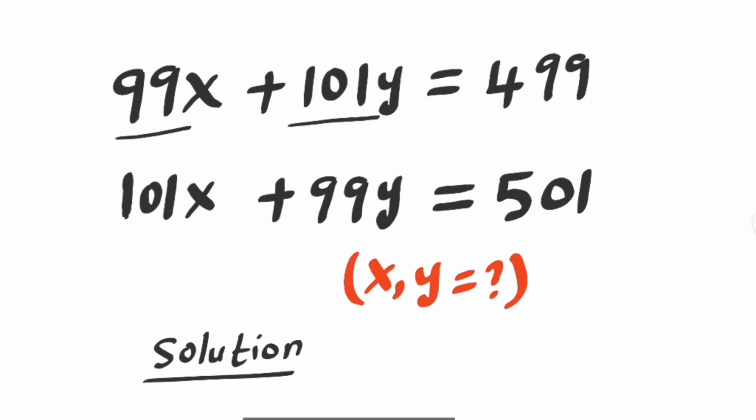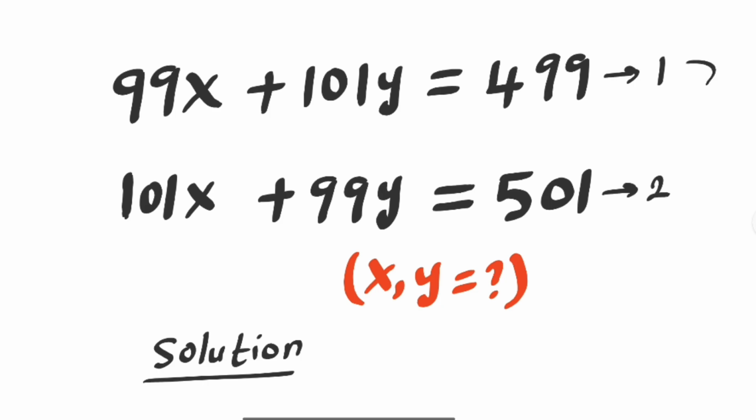Solution. 99x plus 101y is equal to 499. Let us call this equation 1. Then 101x plus 99y is equal to 501. Let us call this equation 2.